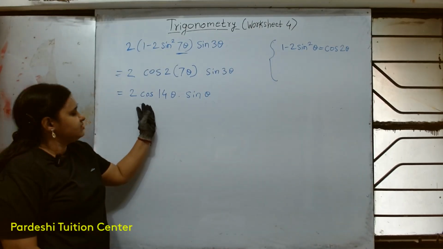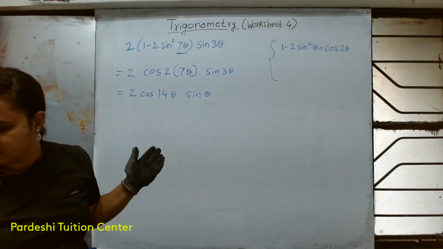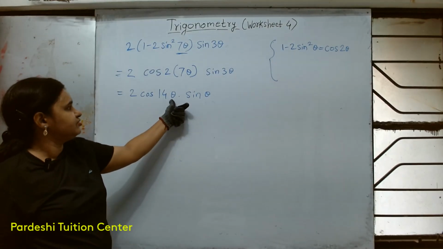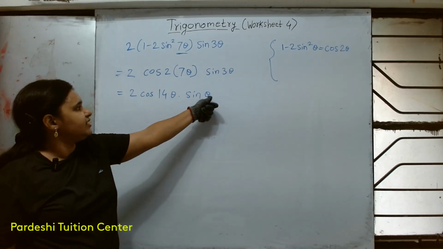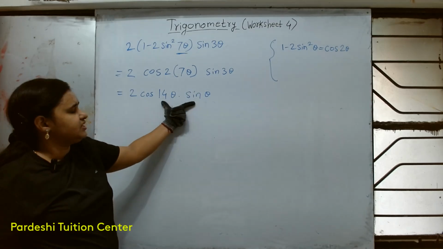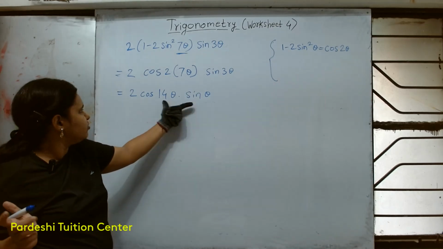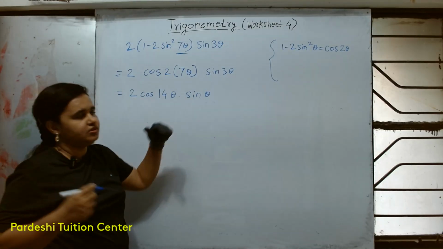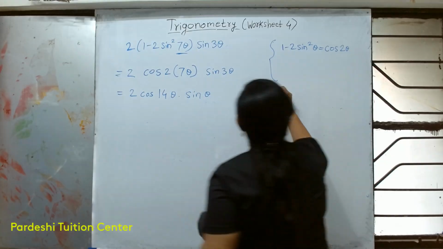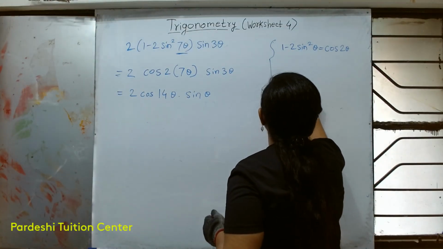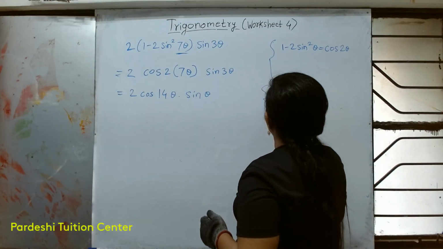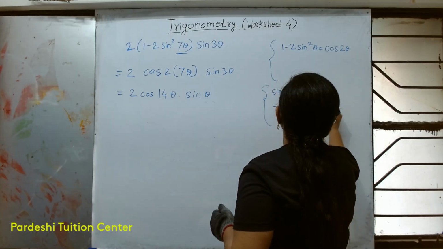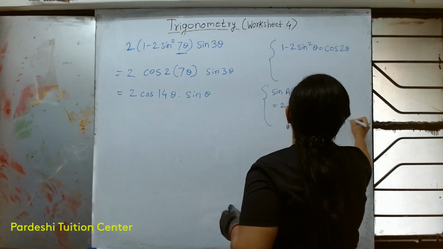Now, the answer is not in this form, we have to solve again. Now, this is cos of 14 theta sin of theta. We have written the formula just now, cos of a plus b by 2 sin of a plus b by 2. What was that? Sin a minus sin b was 2 cos of a plus b by 2 into sin of a minus b by 2.